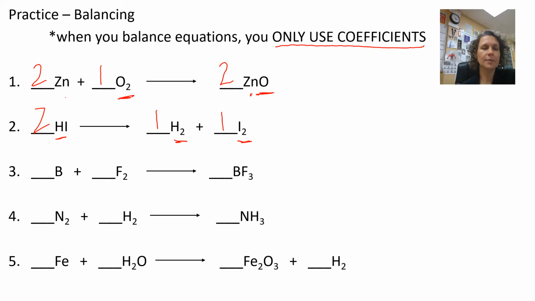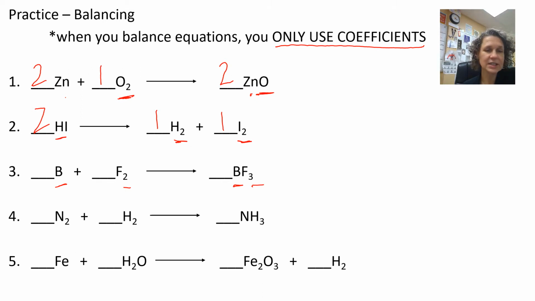Okay. Number 3, I'll go ahead and do that one. So I've got 1 B here and 1 B here. So all good there. But now my fluorines, I have 2 and a 3. So to me, the easiest way to figure this out is to think of the lowest common multiple. I don't know if that's the right math word or not, but we're using it. So the lowest common number between 2 and 3 is 6.